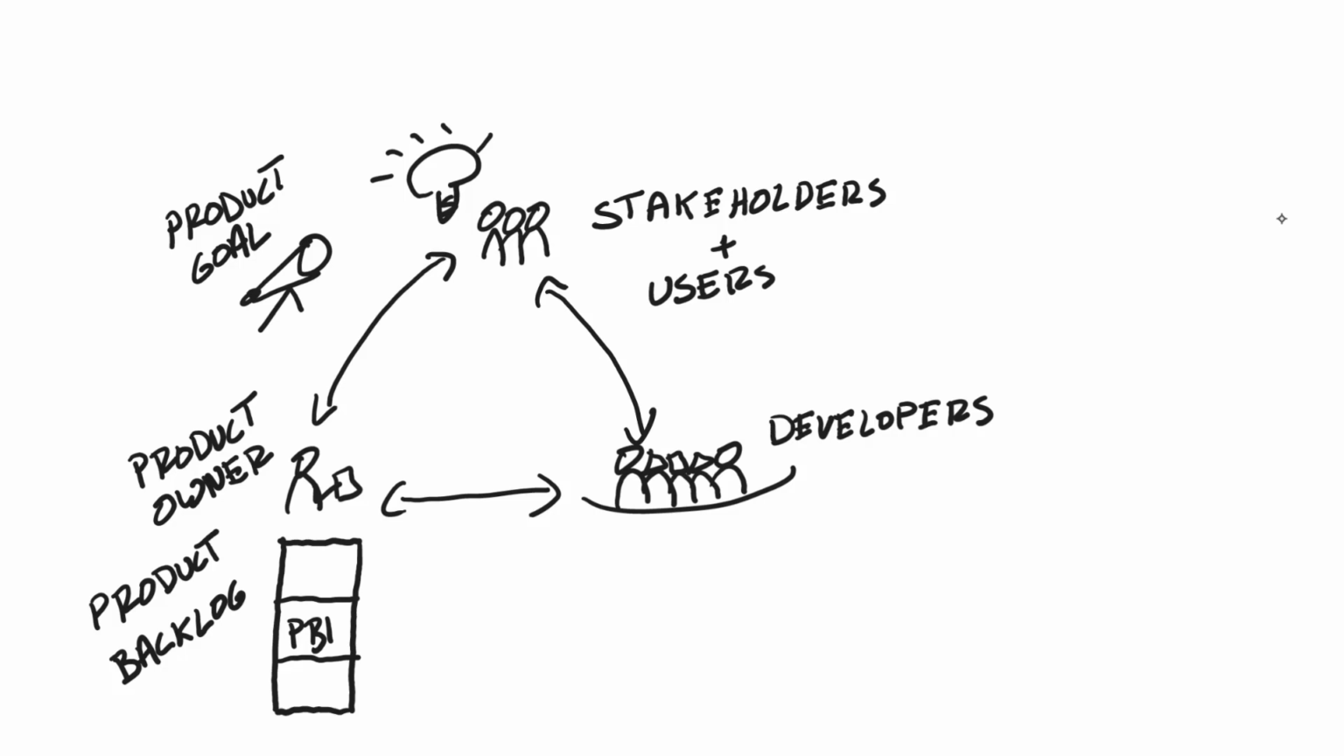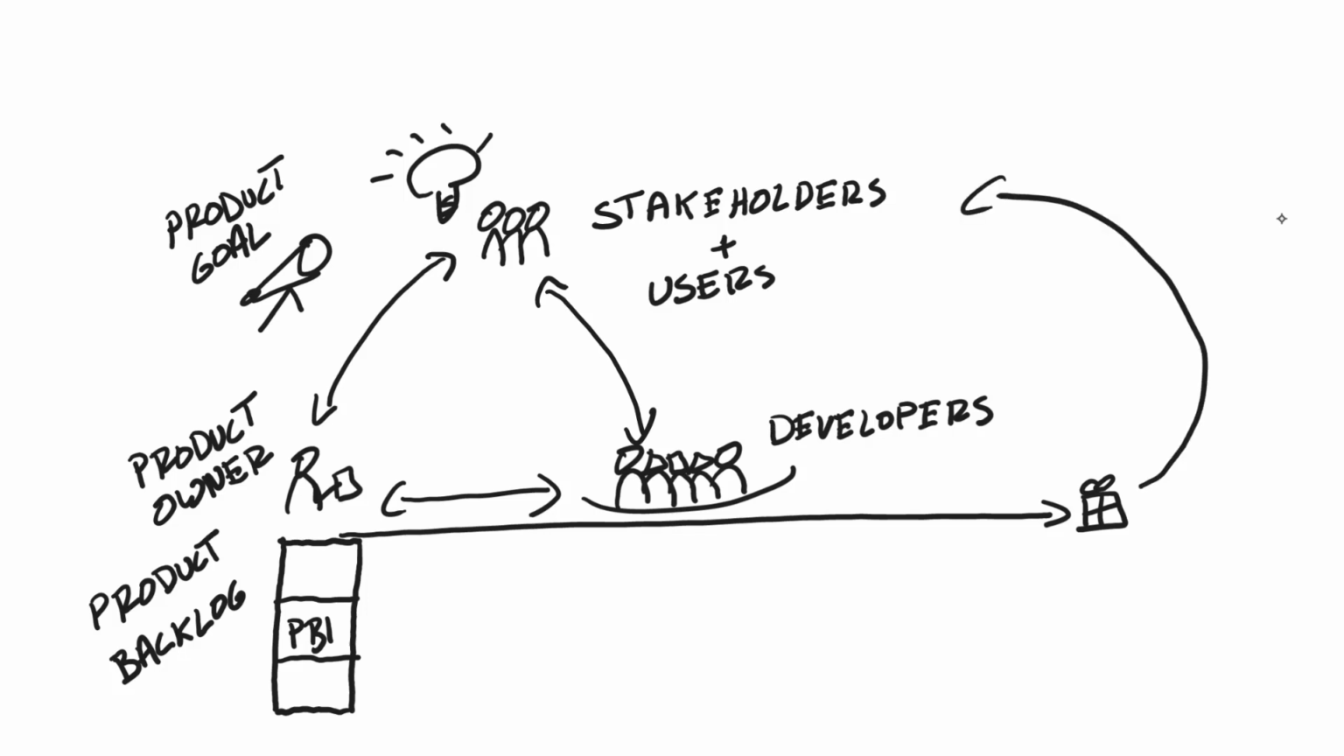Now that we have a product backlog, developers can work by pulling items off the top of the product backlog and build the product iteratively and incrementally. For each product increment delivered, the stakeholders and users provide feedback, and based on this feedback, the product owner reorders and updates the product backlog, ensuring that the most valuable items are towards the top.